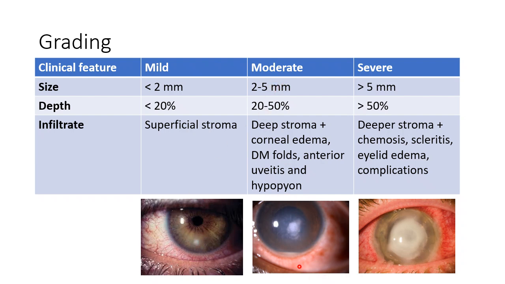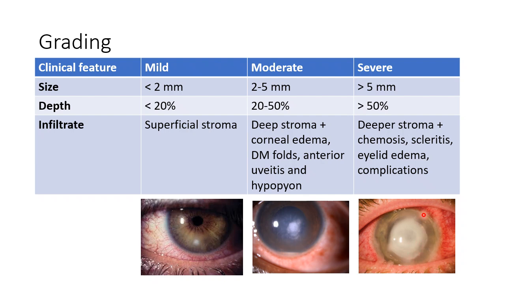Now look at this picture, it's moderate, right? There is a deep stromal involvement with surrounding edema. You see the haziness of the cornea, you see the surrounding infiltrate, right? This picture hasn't been stained with fluorescein, else this area would have been green in color. And there is a tiny bit of hypopyon over here.